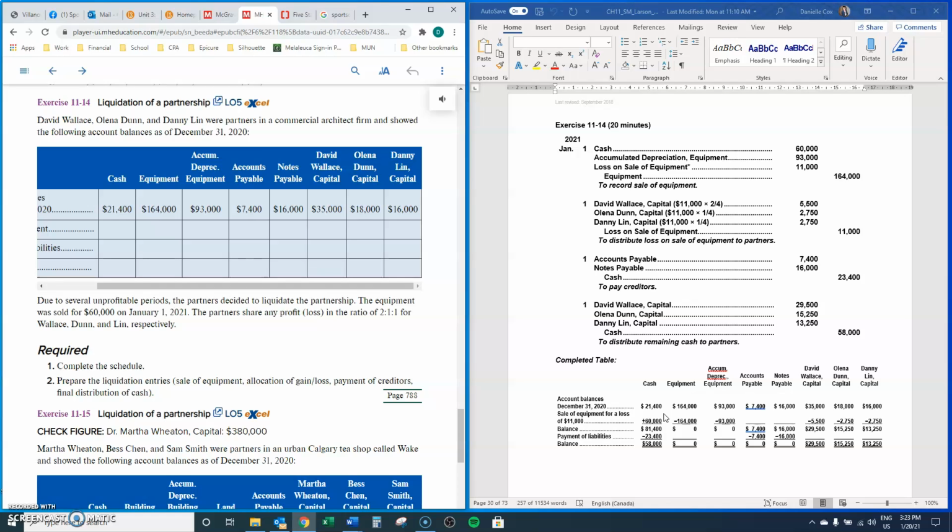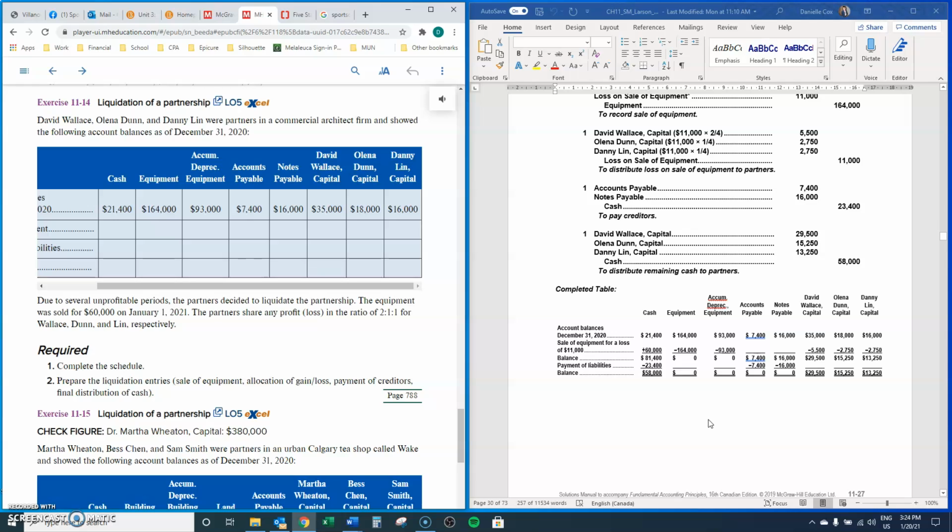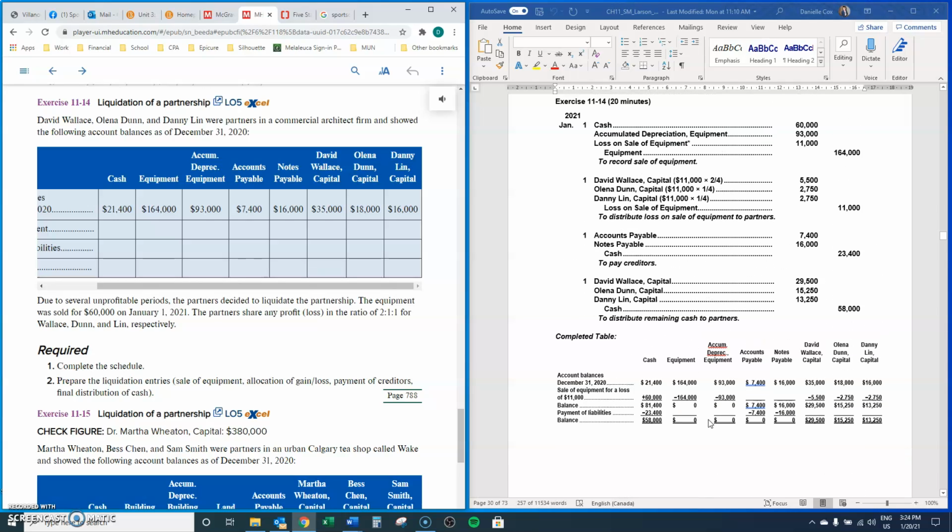Step 1 is to sell off the assets. So that is the equipment, the depreciation related to the equipment. Actually, that's all they had. Okay, so they sold that for $60,000. So we clear out the equipment account and the depreciation account, and we increase cash. With that, we end up having a sale of equipment for a loss of $11,000.